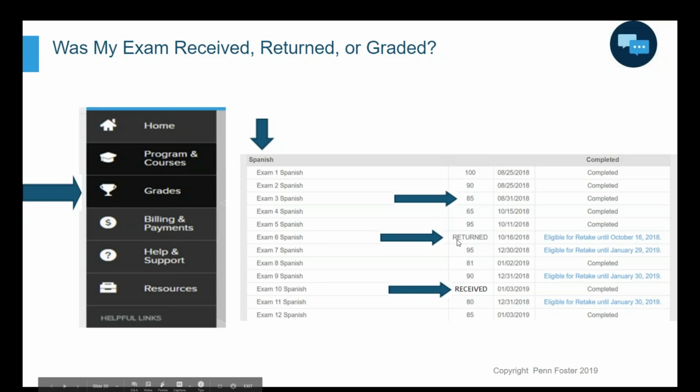Another option you may see is the word returned. This means your assignment was reviewed. However, there may have been a missing requirement or two, so it could not be graded. It was returned to you for revision. And then the third option you'll see is the word received. And this designates you have submitted your assignment or it was received by us and is awaiting a grade. So typically 5 to 7 business days for evaluation on a written assignment, although many times with the Spanish course, it's much quicker than that.